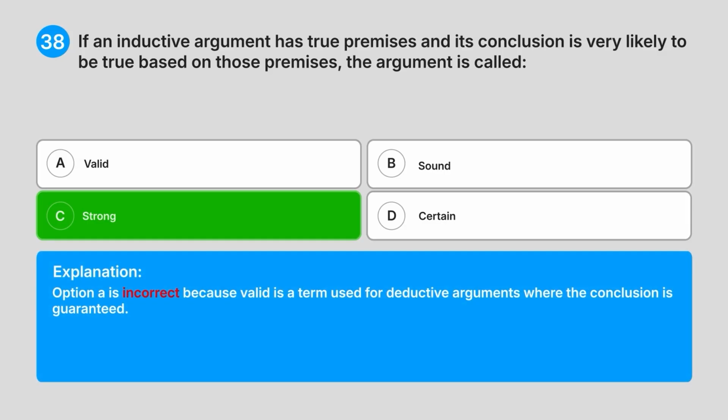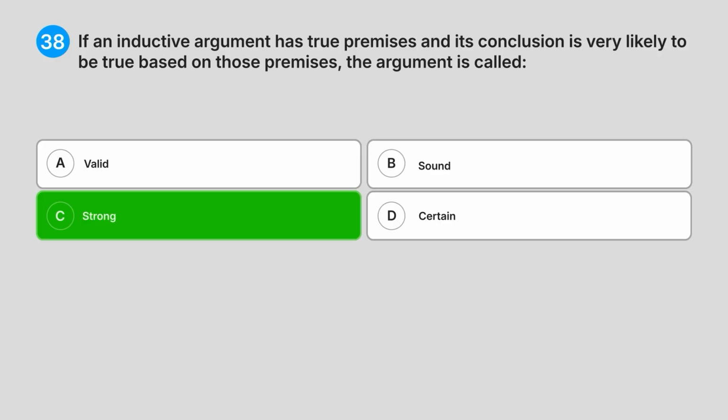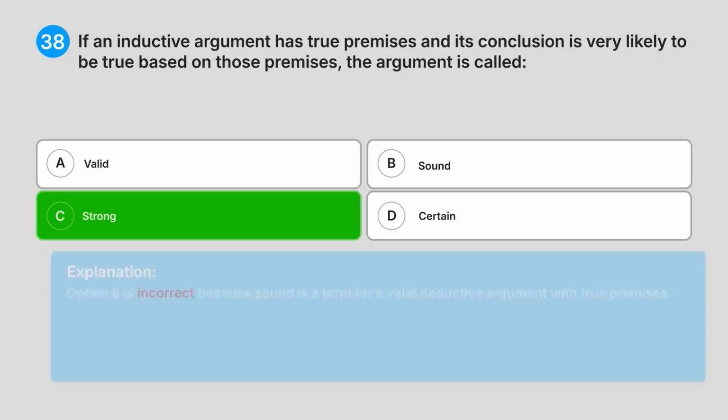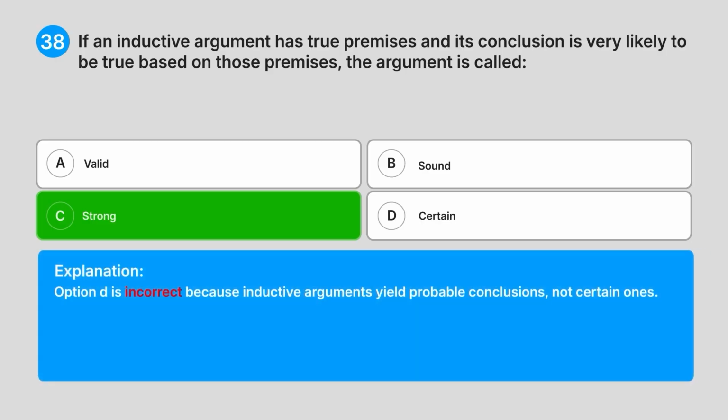Option A is incorrect because valid is a term used for deductive arguments where the conclusion is guaranteed. Option B is incorrect because sound is a term for a valid deductive argument with true premises. Option D is incorrect because inductive arguments yield probable conclusions, not certain ones.